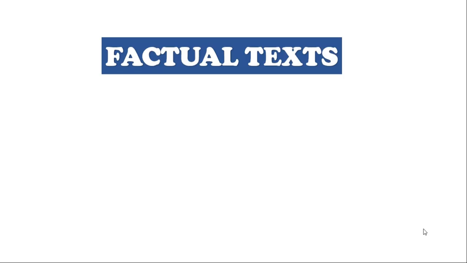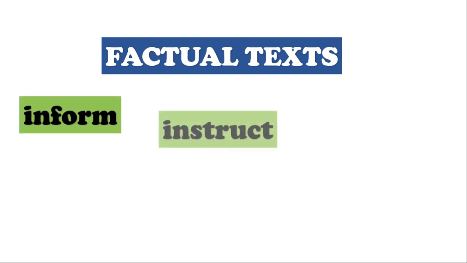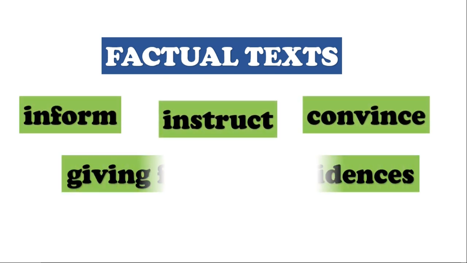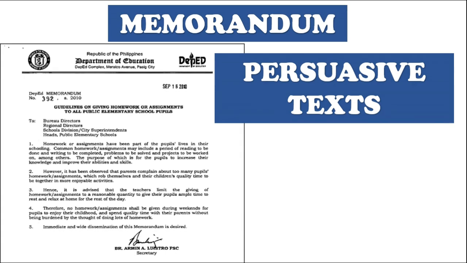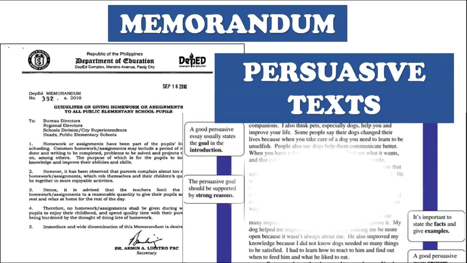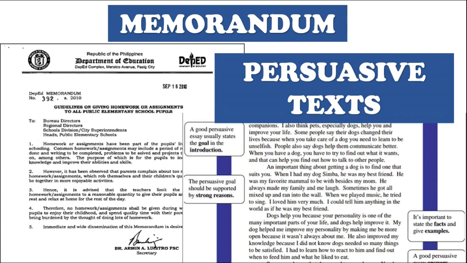Information comes in different types. When we say factual texts, these are the types that inform, instruct, or convince by giving facts and evidences. In our previous lessons, we learned the different examples such as the memorandum and persuasive texts like the editorial. Let us again review what we just learned.